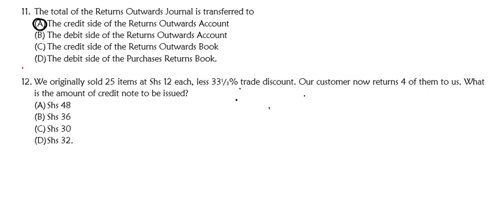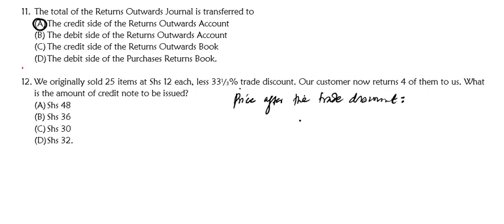Price after the trade discount. How much is the price of each item? Because now there is a reduction at the time of purchase. That is the trade discount of 33 and 1/3%.